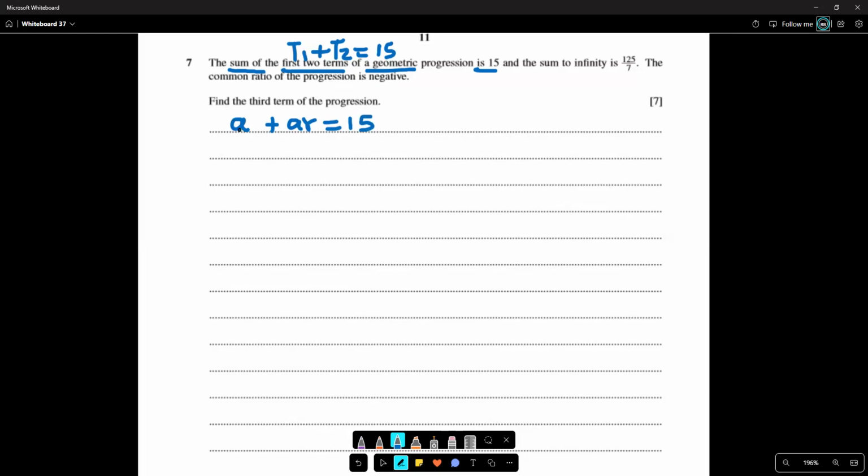I'm going to make A the subject of the formula. So I'm going to take A out as a common factor. Here I'm left with 1 plus R equals 15. Then A remains alone if I divide by 1 plus R both sides. So here I have A equals 15 over 1 plus R. And I'll call this my first equation, ladies and gentlemen. Right.